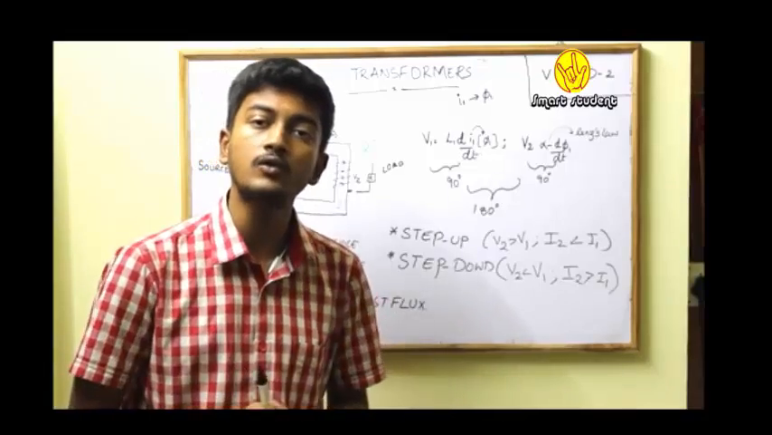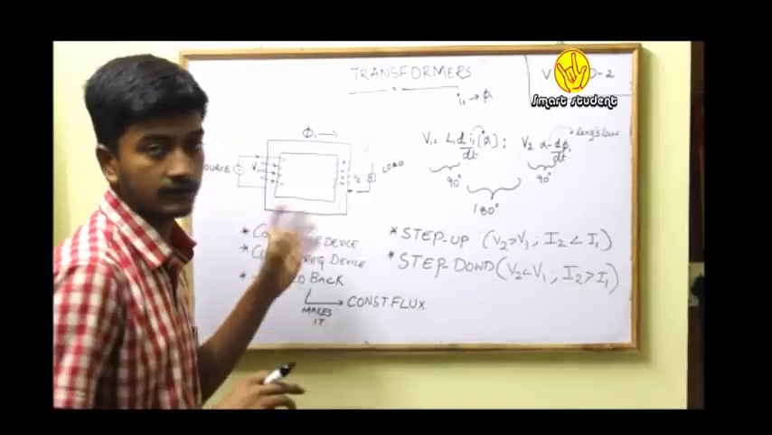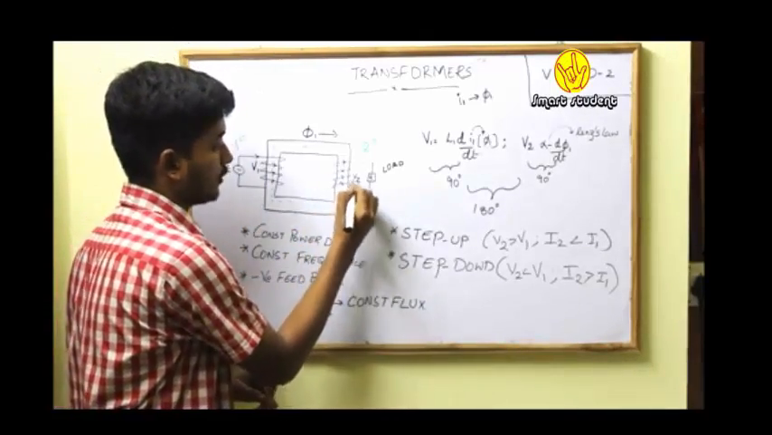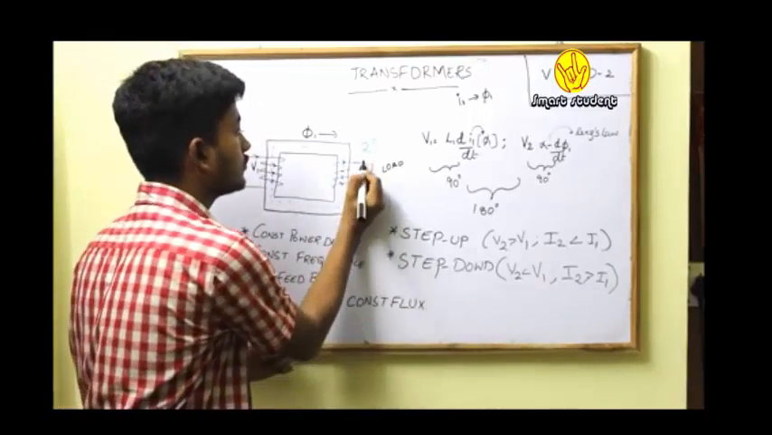Now, I'll explain how my constant flux condition is met. Consider a transformer I have shown here. It is easier to understand. Now, I connect a load to this transformer. Because of that load, a current I2 flows in this direction.